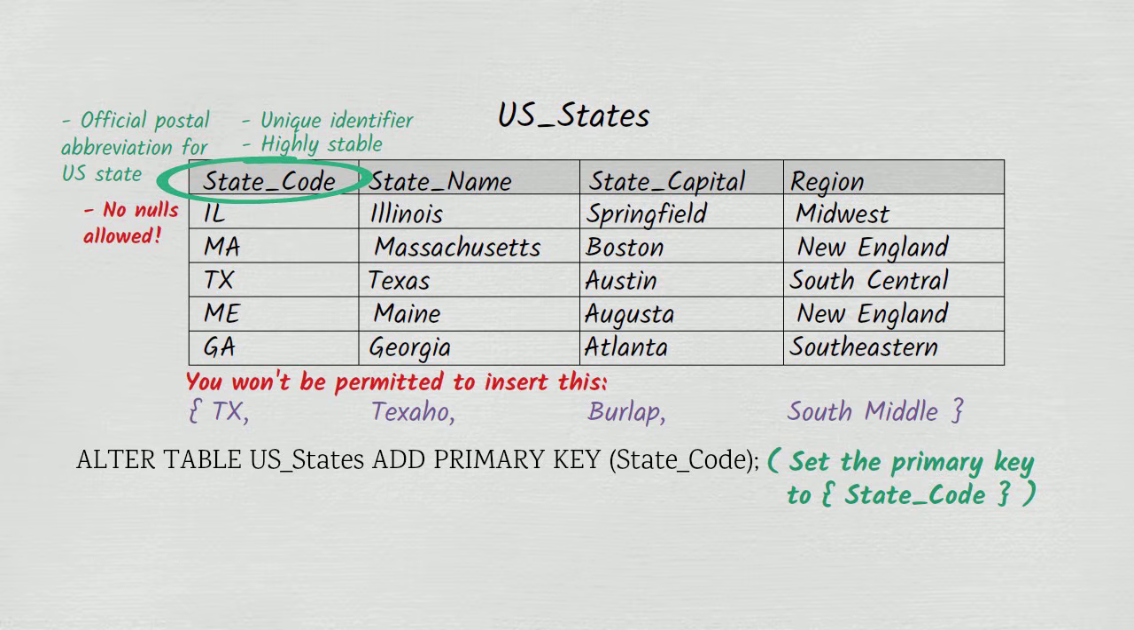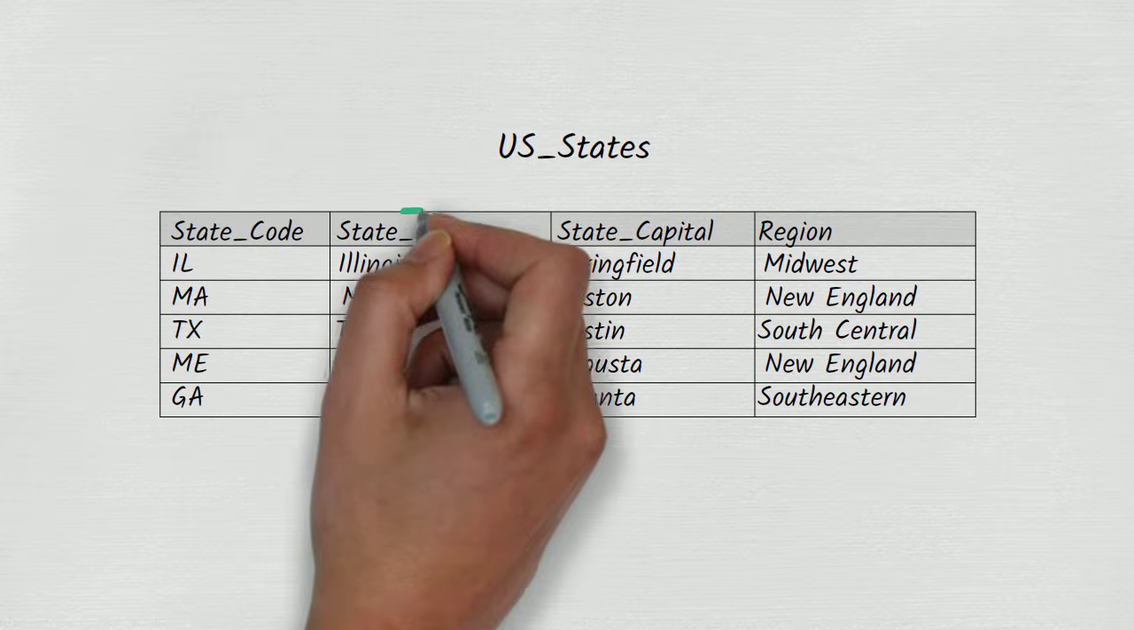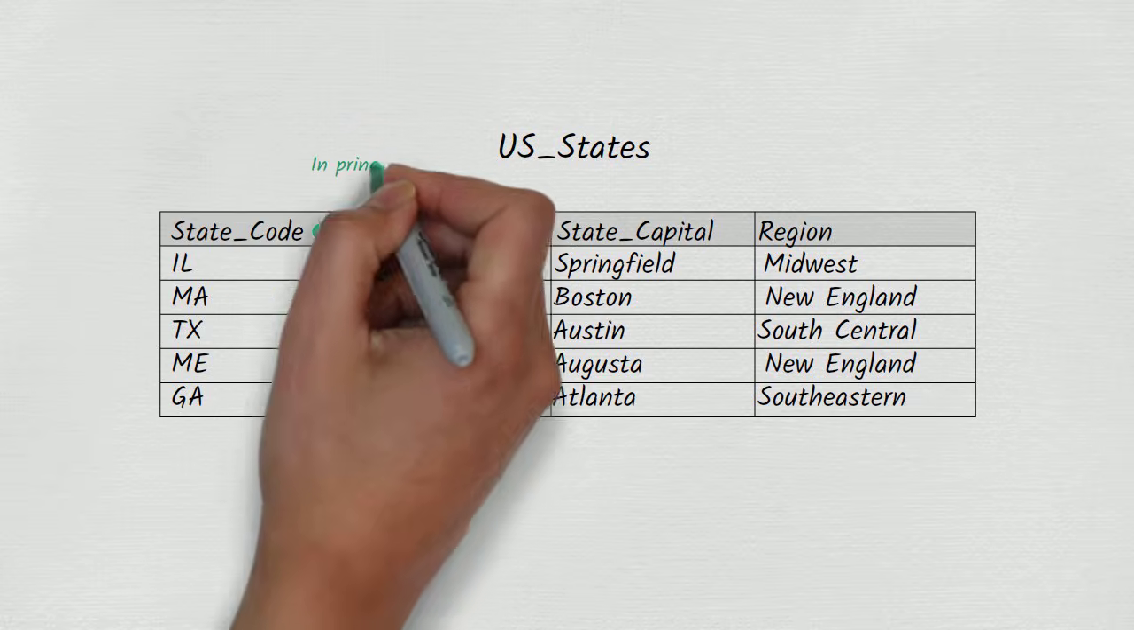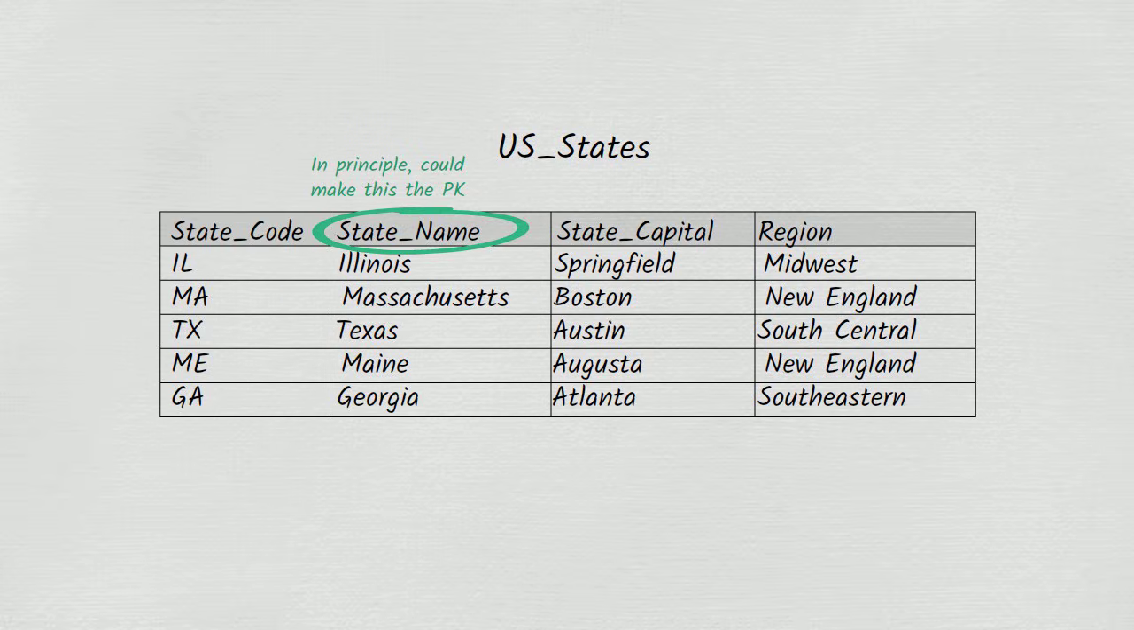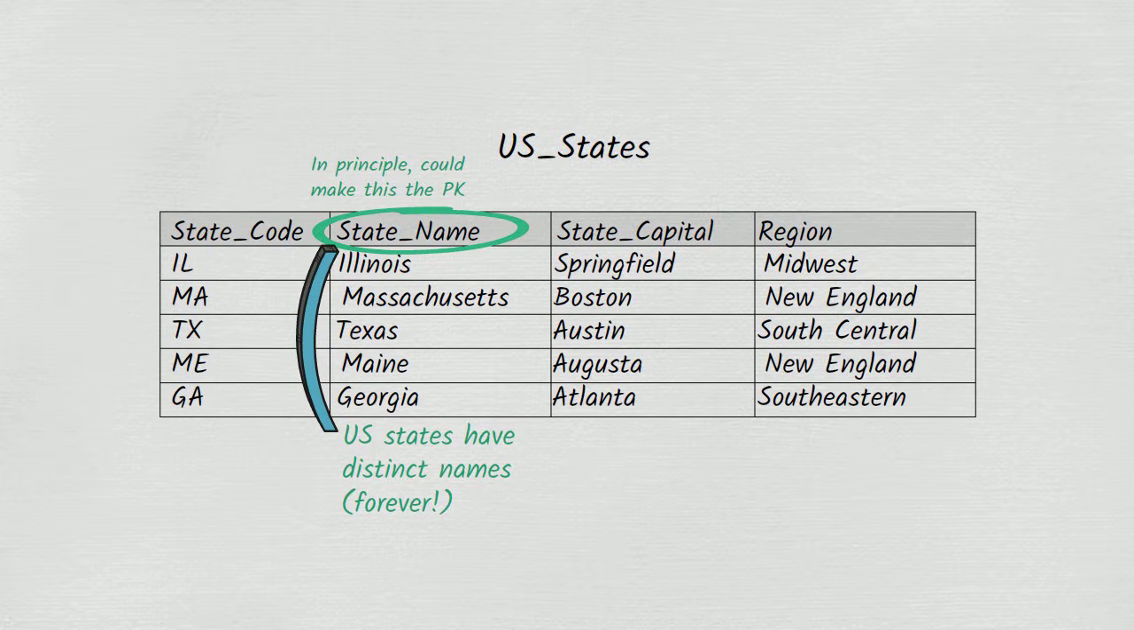Could we have set up the primary key differently? For example, could we have made state name the primary key? Yes, we could have done this. While it's true that geographical entities sometimes share the same name, for instance, two cities might share the same name, this doesn't apply to U.S. states. All U.S. states have distinct names. And even if the U.S. acquires more states in the future, we should be on safe ground in assuming that no U.S. state will ever share the same name as another U.S. state.